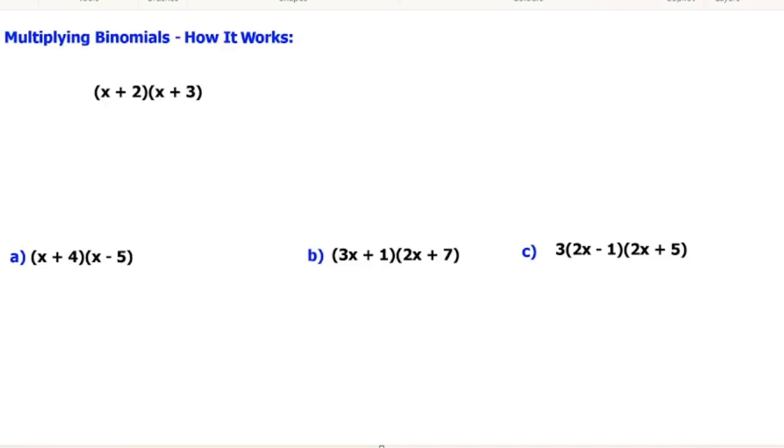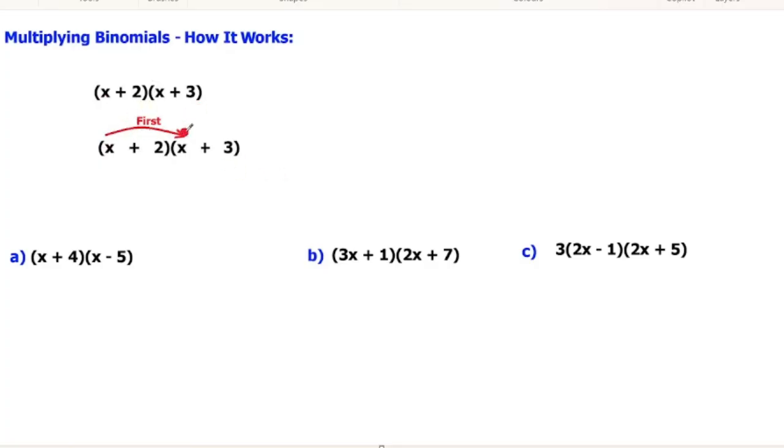In this video, I'm going to teach you all the tricks you need to know on how to multiply binomials. So here we have a binomial. Binomial just means it has two terms. So we're going to multiply two binomials together. So this is how it works.